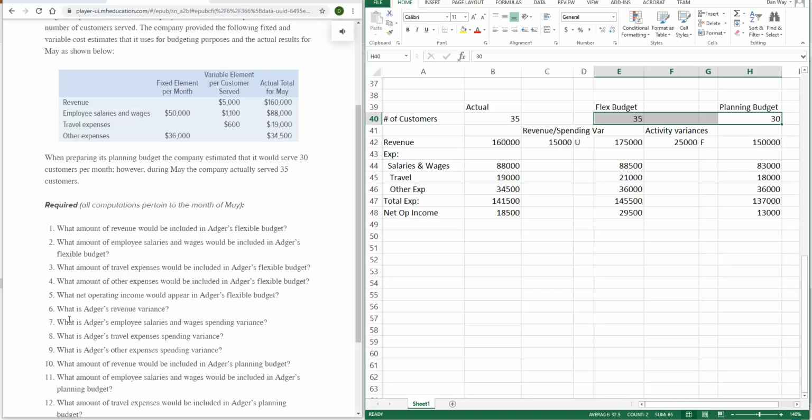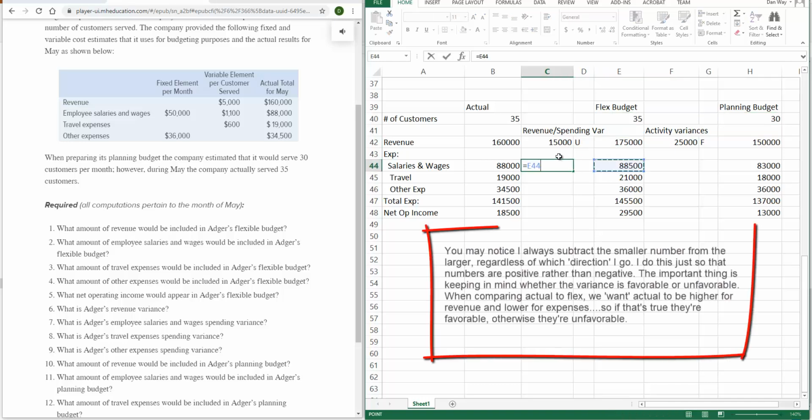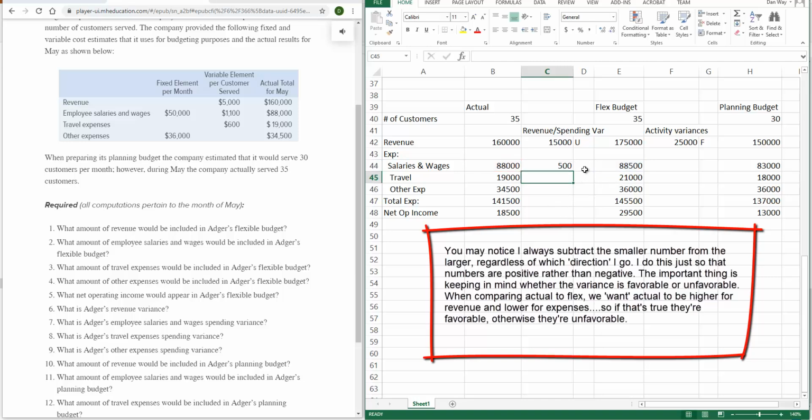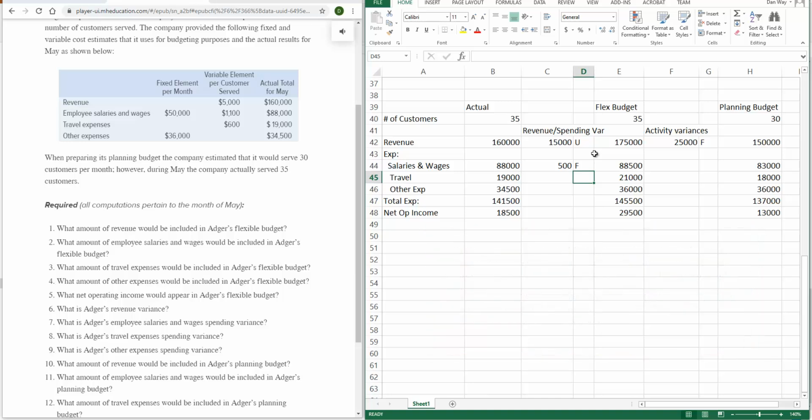Back over here to the questions, number 7 asked what the spending variance was for our employee salaries and wages. So again, spending variance is not caused by a change in volume or activity. So it's the difference between the actual and the flex here. We can see that's $500, but just to be explicit, the 88,500 minus the 88,000 is $500. Now it's lower in our actual result than the flex, so it's lower than it should have been, which for an expense means that's favorable. Maybe we saved some money on payroll taxes. Right? The county or the state or the federal government gave us a break on something maybe.